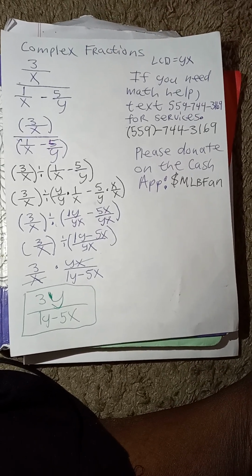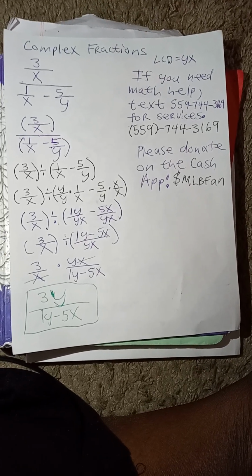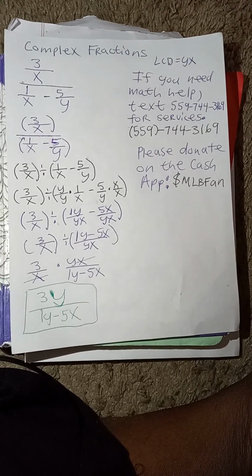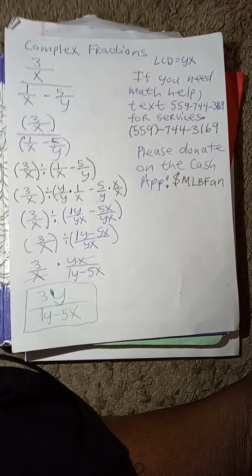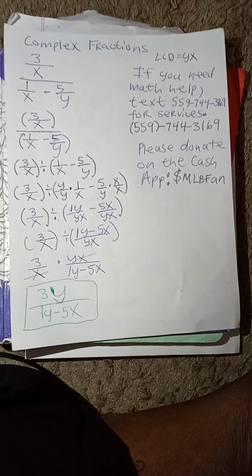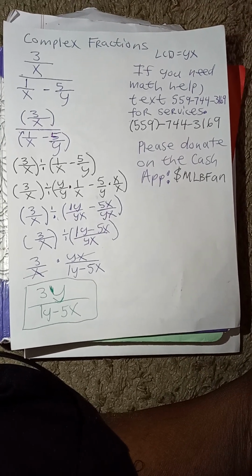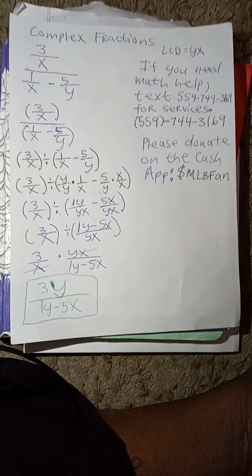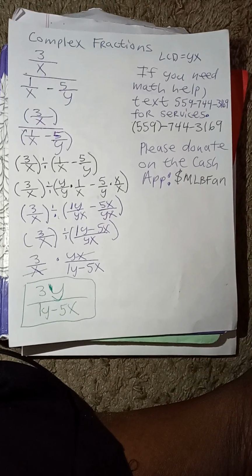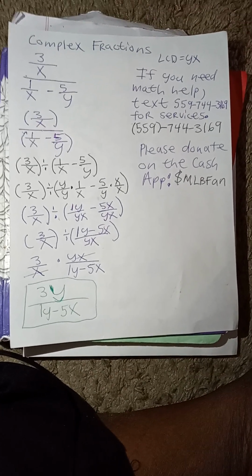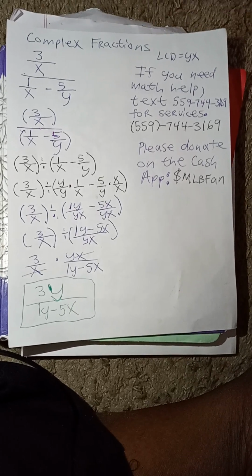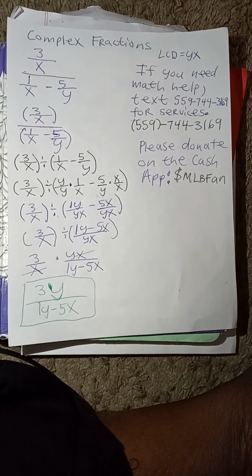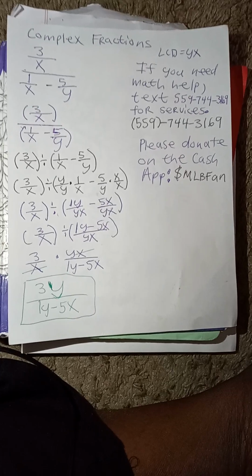Then we operate the division side by side instead of over top of each other, because we want to get into the situation where we need to multiply by the reciprocal after finding the common denominator in the denominator. So when we see this division taking place sideways, we put a smaller division sign in between the numerator and denominator. So 3 divided by x, divided by 1 divided by x minus 5 divided by y.